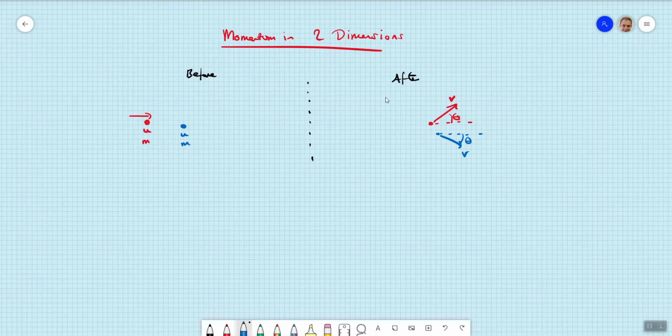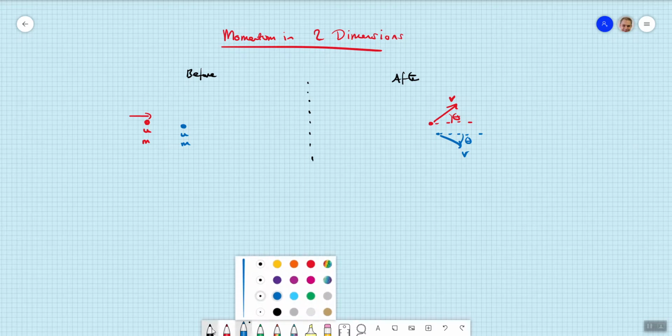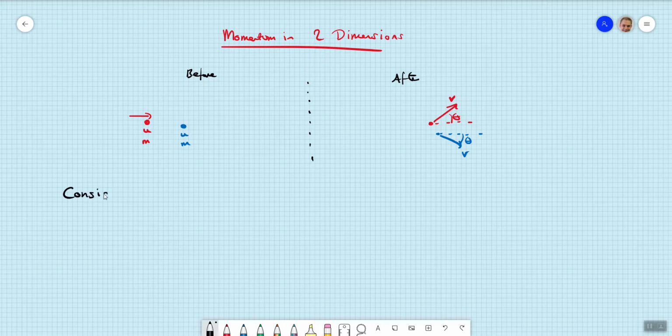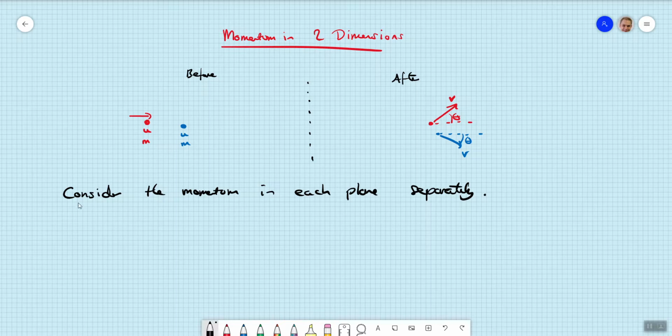Now, this problem might look complicated, but we can remember that momentum is a vector, and we can deal with it in different planes. We can consider the momentum in each plane separately, because it has to be conserved in each.